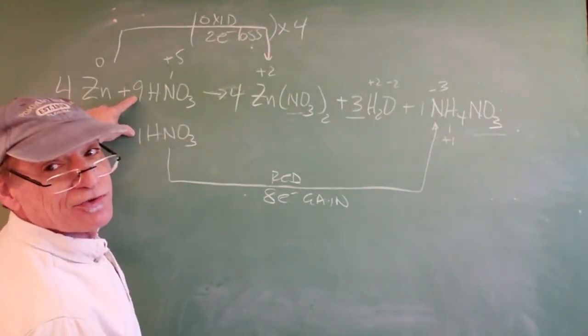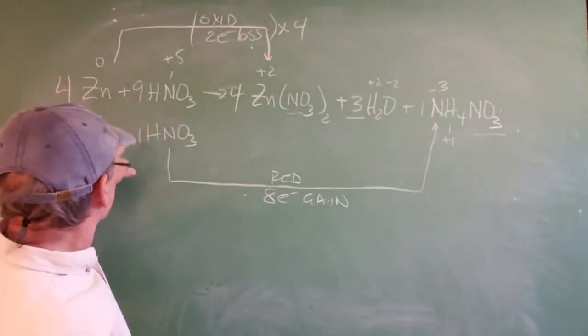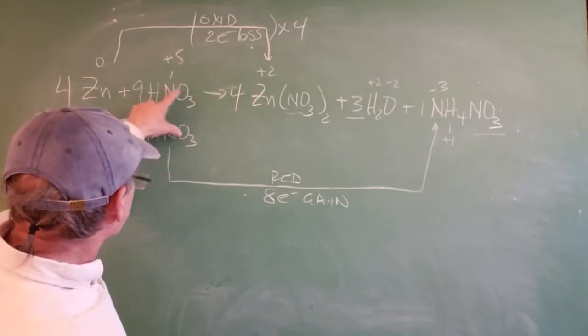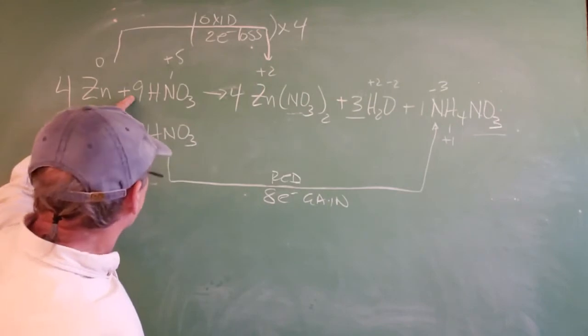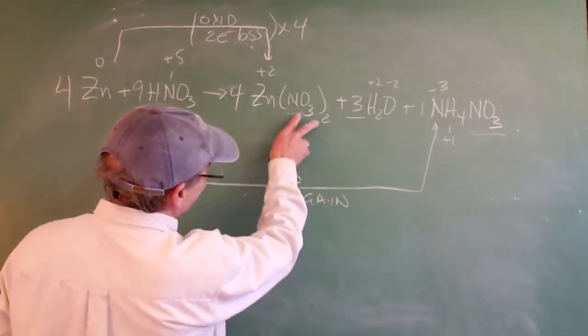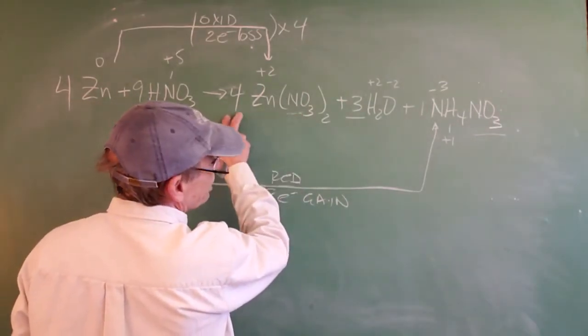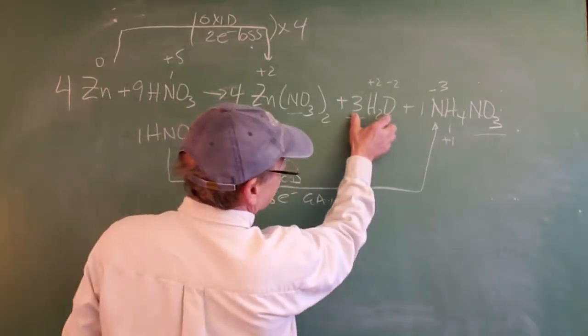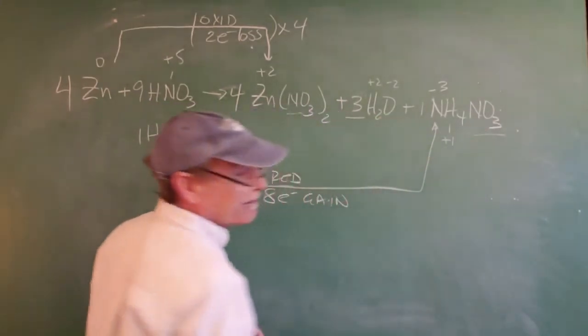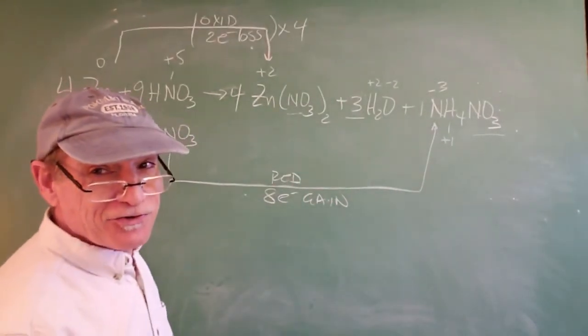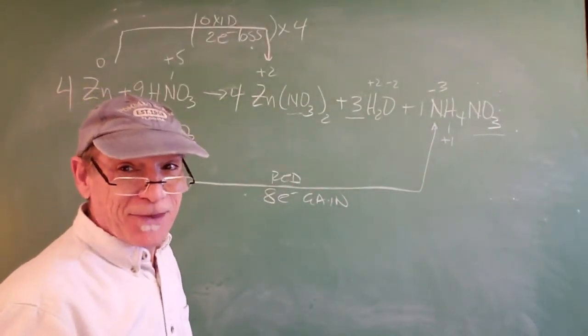Now, if the oxygen's balanced, we did it right. Well, we've got 30 oxygens here with those 10 HNO3s. 30 oxygens, and it looks like we've got, 6 times 4 is 24. There's 3 more is 27. There's 3 more is 30. 30 oxygens on both sides, so we got it.